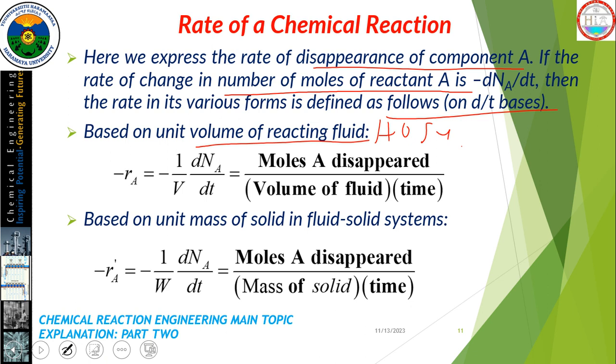But for fluid-solid systems, based on a unit mass, we can explain the rate of the reaction as minus Ra prime, which equals minus 1 over W dNA by dt. This is for solid catalyzed reactions, or fluid-solid systems. Here the change in NA is moles of A disappeared, W is the mass of the solid, and t is the time. It is the gradient of moles of A with respect to time.